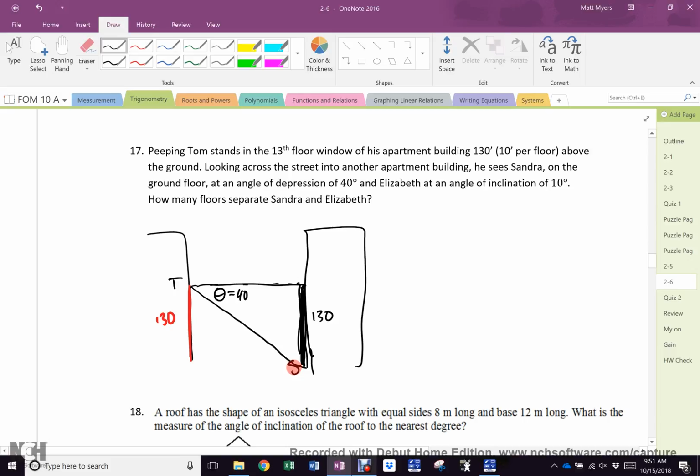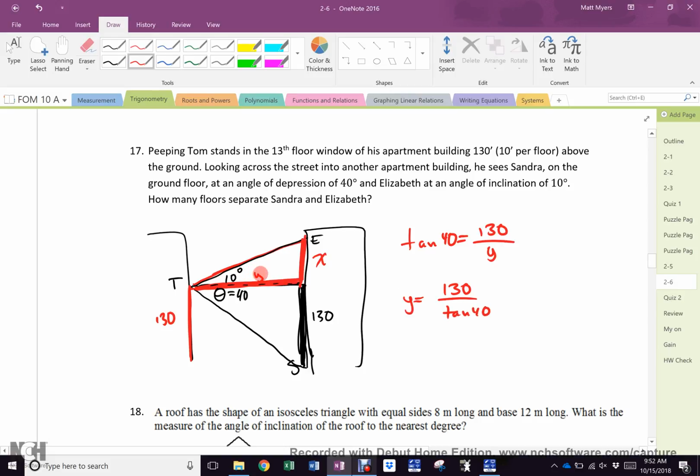Then Sandra notices, gives him a rude gesture so he stops looking at her, and he looks up and sees Elizabeth at 10 degrees. Do I know this distance? No. There's your x. To find that distance, I need something in the red triangle, which is 2 pieces of information. I have 1. Can I get this? Of course I can. I can get the adjacent from down here, because tan of 40 equals 130 over y. Y equals 130 divided by tan 40, yes?